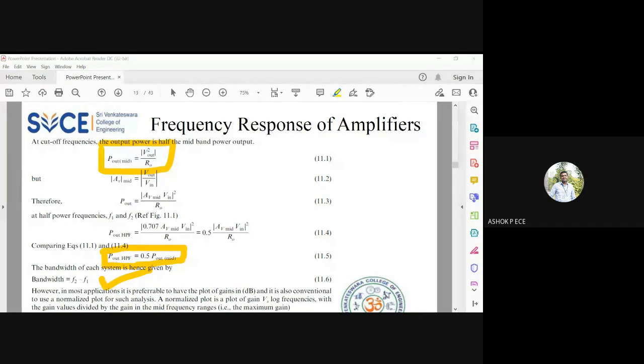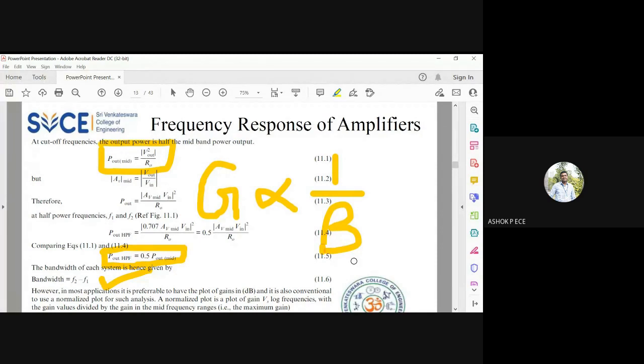In any amplifier, two important parameters are gain and bandwidth. And interestingly, gain is always proportional to 1 by bandwidth. So if the gain of an amplifier is very high, the bandwidth will be less. If the bandwidth is very high, the gain will be less. You can never have an amplifier with a very high bandwidth and very high gain, or a very low gain and a very low bandwidth. Always bandwidth and gain are inversely related.